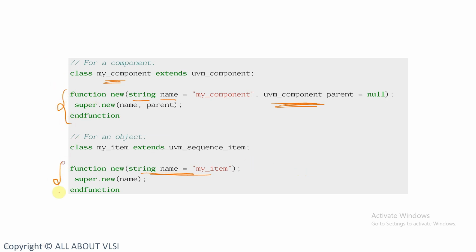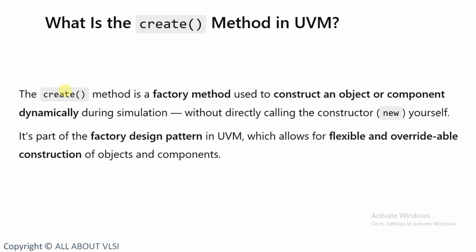These are your constructors, which are already declared in your parent classes, that is uvm_component and uvm_sequence_item. These are already declared as virtual, so you need to write down the template. This is how we are going to use them. We are not going to use the new method for creating the objects. Then what are we using? We are using the create method of the factory. We are going to use the create method for creating the instances of these objects or components. The create method is a factory method used to construct an object or component dynamically during the simulation without directly calling the constructor ourselves.